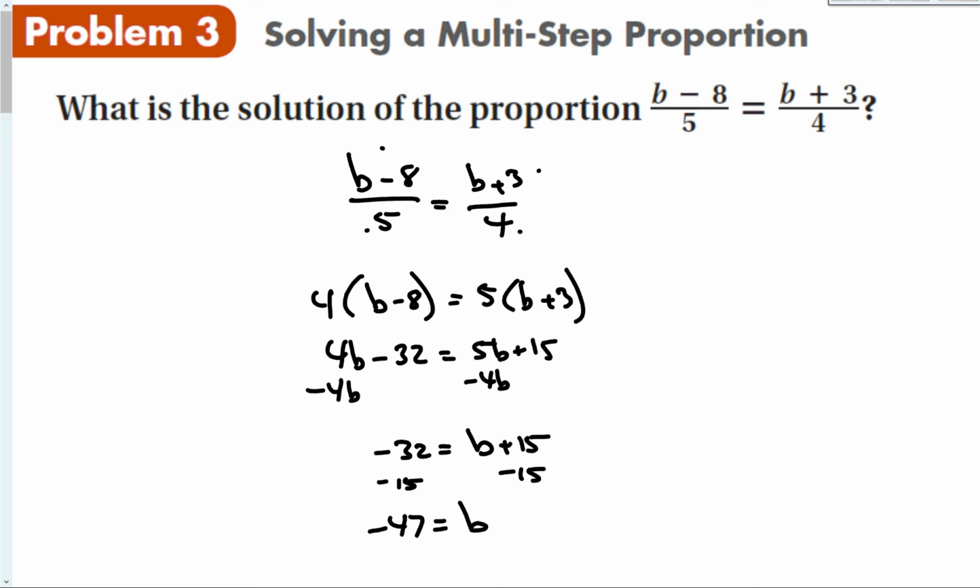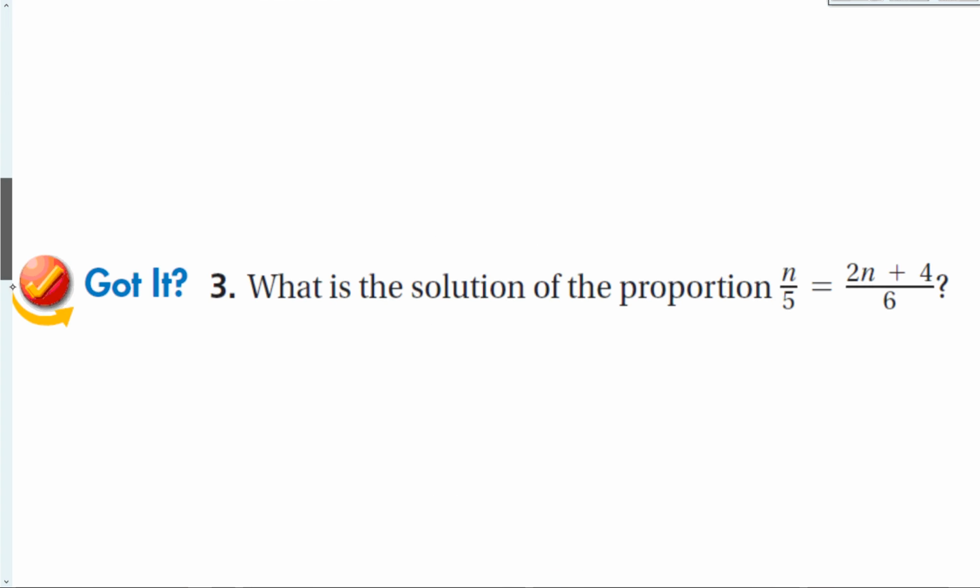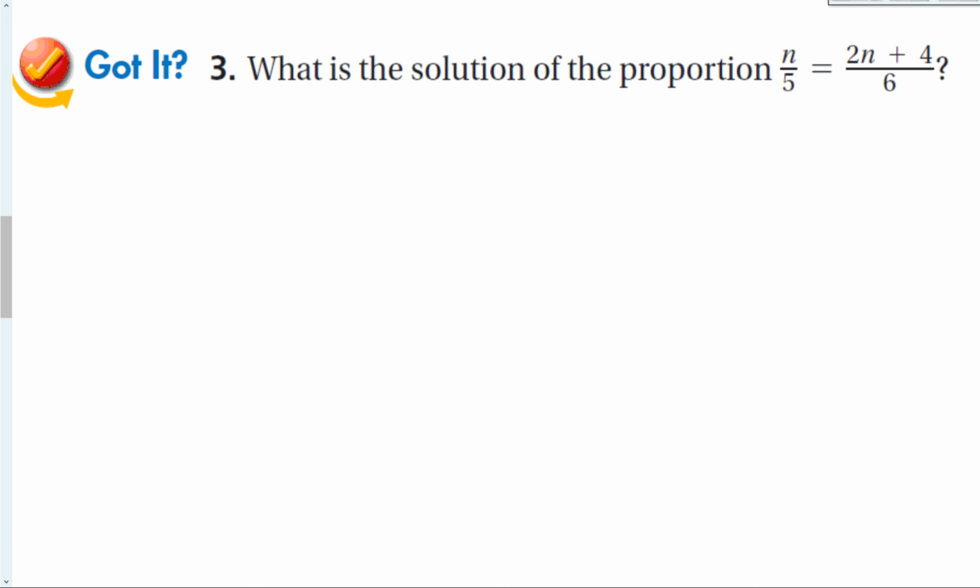Okay. Let's try another one. What is the solution to the proportion n over 5 is equal to 2n plus 4 over 6? So cross multiply. That gives me 6n, n times 6, is equal to 5 times 2n plus 4. So now we have 10n plus 20 when I distribute the 5.